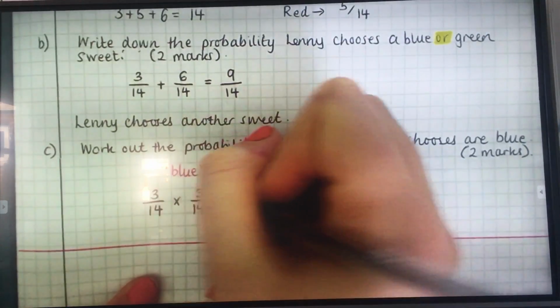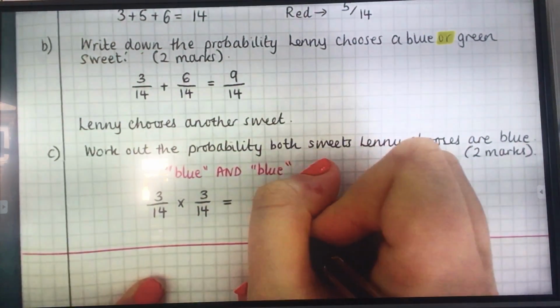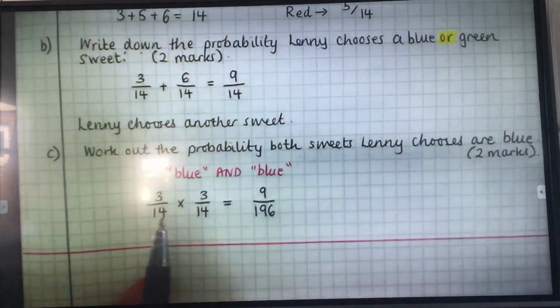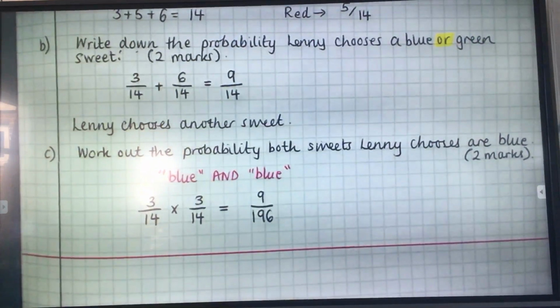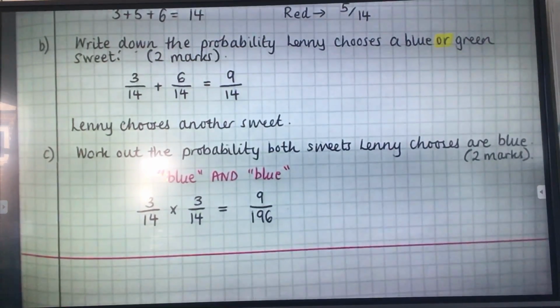So 3 times 3 is 9, and 14 times 14 is 196. Not expecting you to know that in your head, you can use a calculator there. So that is your answer for that question, and that is the end of the worked example.